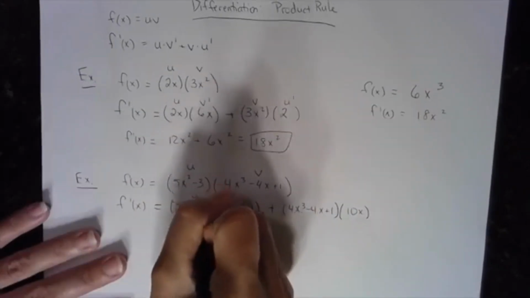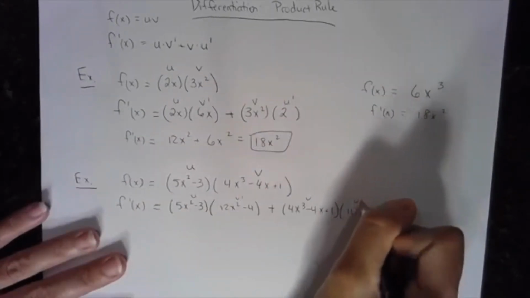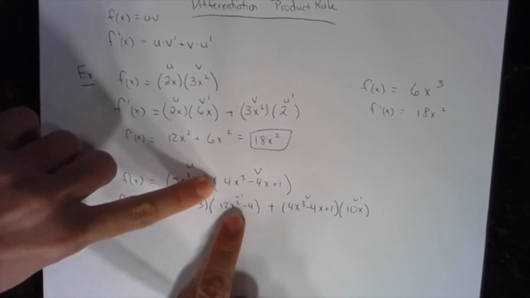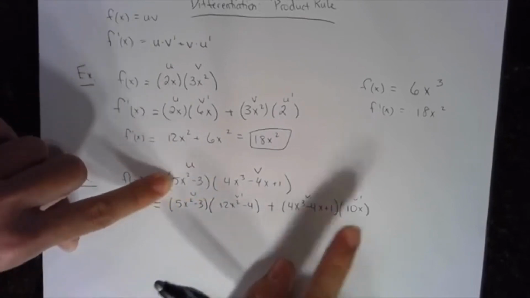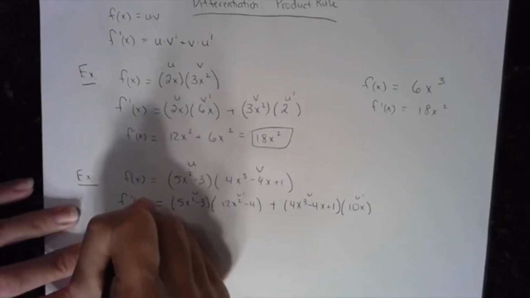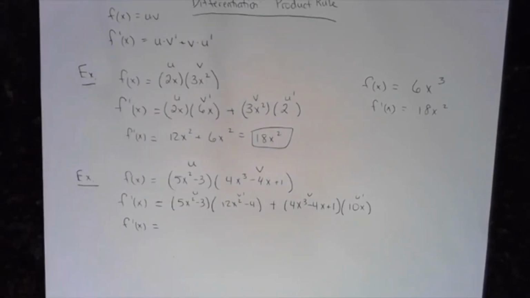Again, I'm going to write this down. u v prime plus v u prime. It's the first times the derivative of the second plus the second times the derivative of the first. And I always double check before I go and simplify because it would suck to simplify the wrong expression.